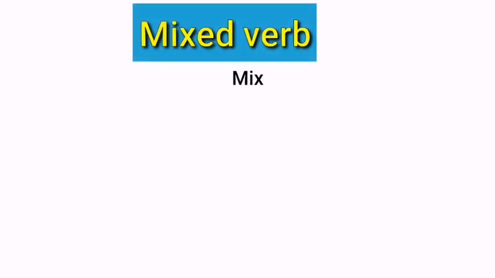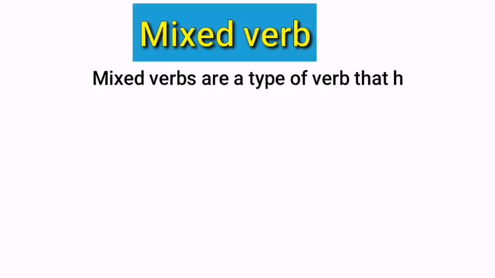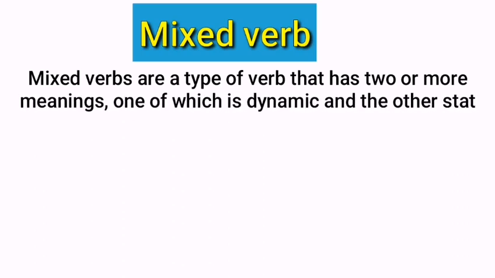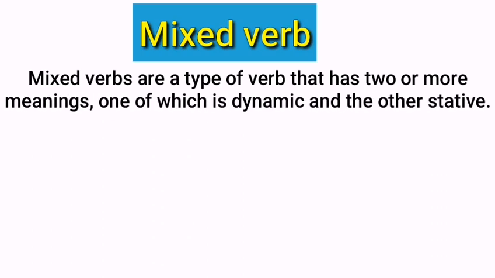While on the other hand, mixed verbs. Mixed verbs are a type of verb that has two or more meanings, one of which is dynamic and the other stative. This is not something strange or different, but mixed verbs are those verbs which can be used in both ways, as a dynamic verb and also as a stative verb. Actually, it depends on their uses. Just look at these examples.